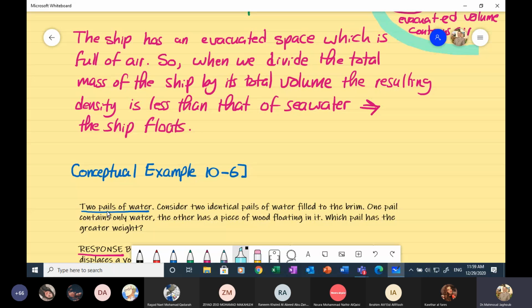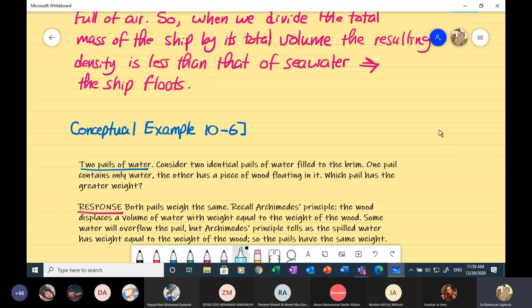Two pails of water. Pail means container. So two containers of water, let's say. Consider two identical pails of water. And I said, pail means container, so take or consider or think of two identical containers of what? Of water, filled to the brim. What does filled to the brim mean? It means full to the very top. Full, they are full of water. If you place any object inside it, what happens to the water? It spills out.